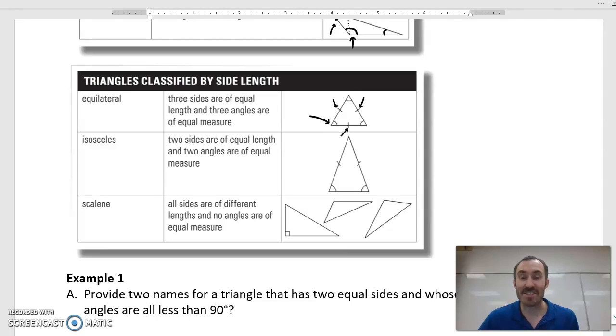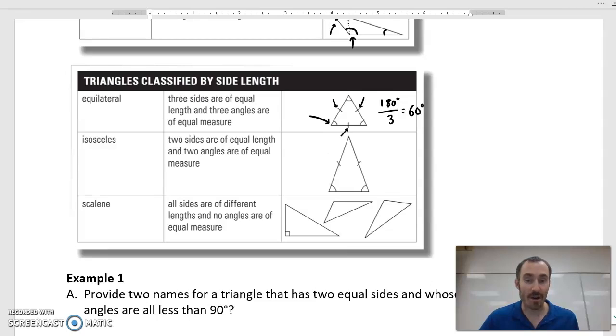All right, 60 degrees. So 180 degrees divided by 3 gives you 60 degrees each. So in an equilateral triangle, the angle measures are always 60 degrees each. The second type of triangle classified by side length is isosceles. Isosceles means it has two equal sides.